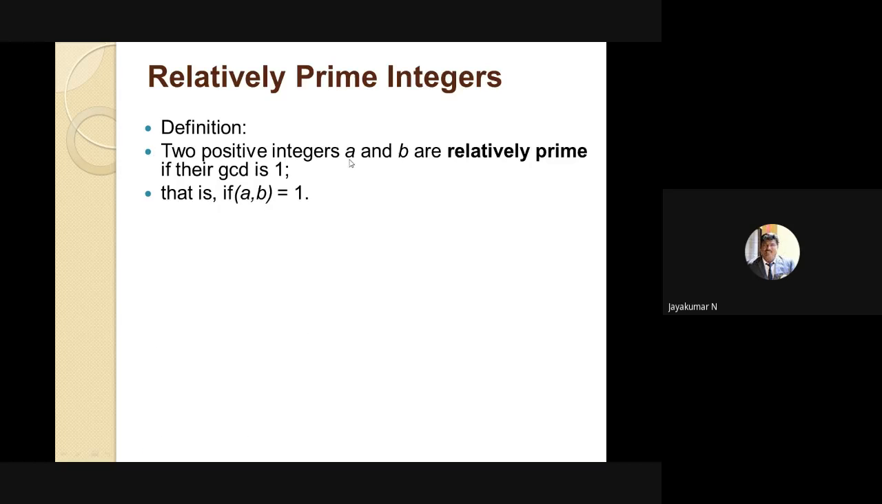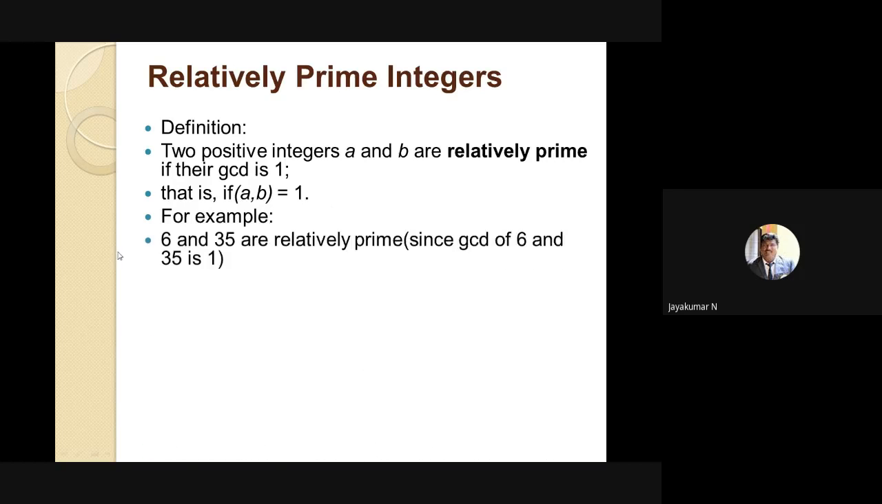That is, if GCD of A comma B is 1, then A and B are relatively prime. For example, 6 and 35 are relatively prime because the GCD of 6 and 35 is 1. There is no common factor other than 1. So we can say that 6 and 35 are relatively prime. Similarly, 11 and 24 are relatively prime since the GCD of 11 and 24 is 1.